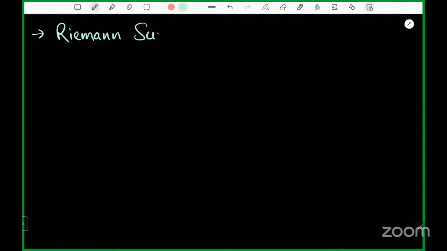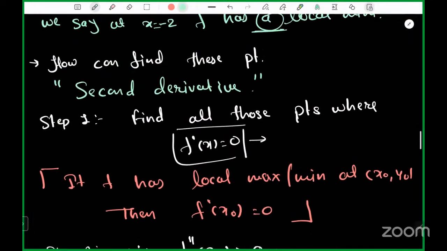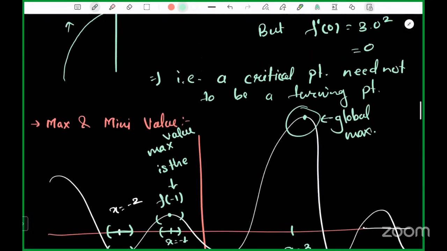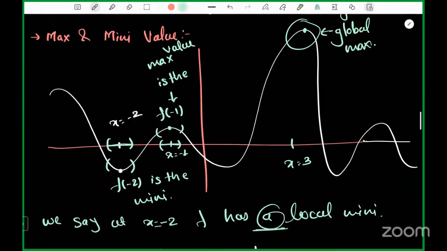Now let's go to the next topic, which is the Riemann sum. Here we don't have to find the global maximum. Global maxima is nothing but choosing the maximum value from all local maxima, right? So it's an easy one. If you have all local maxima, you can just pick the largest value.